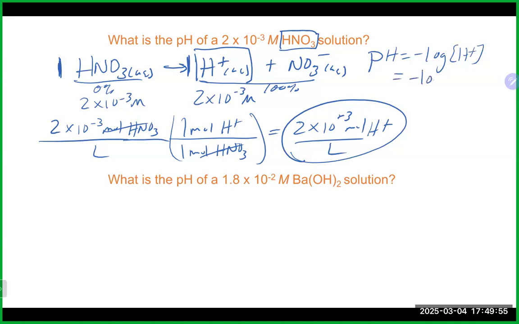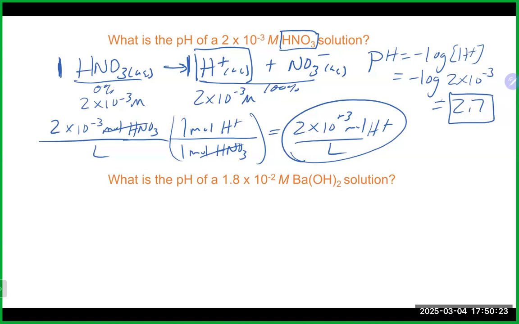So putting that in there, minus the log of 2 times 10 to the minus 3. Going to give us a pH of 2.7 in this case. That is an acidic pH, so that probably makes sense as that's an acid, right? Obviously here, if you got like a pH of 12, probably something went wrong in this case.